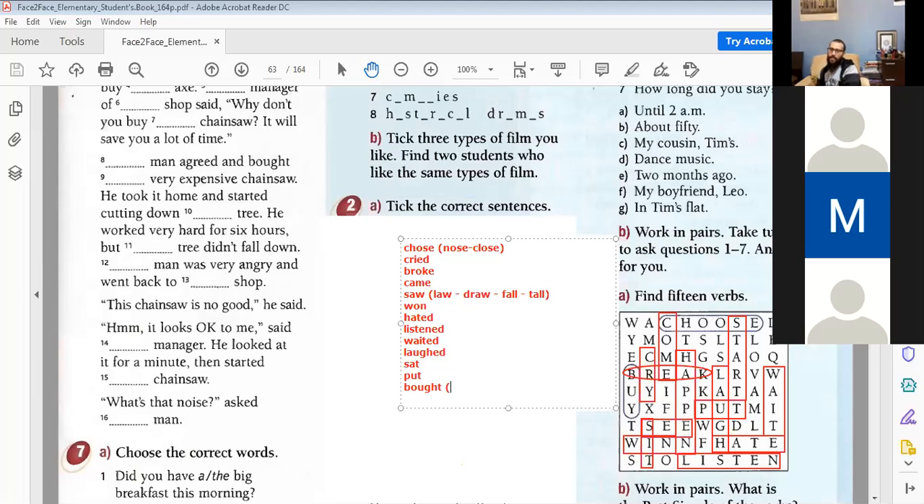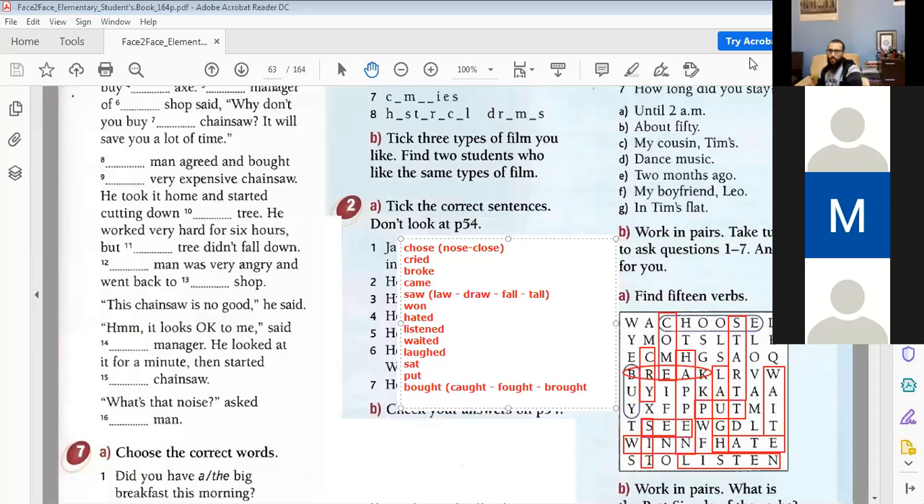Can you think of other words? Caught. We also have fought, right? And we have brought. They are all one family. Brought, yes. We also have sought, seek and sought. And we have another one with them. Thought, think, thought, right? And we also have teach, taught. What else do we have? Teach, taught, think, thought. What else?